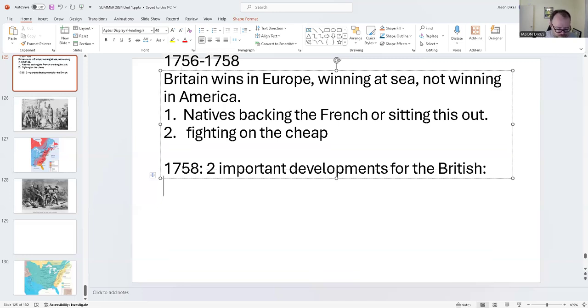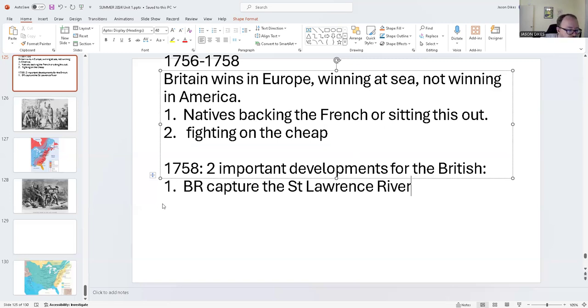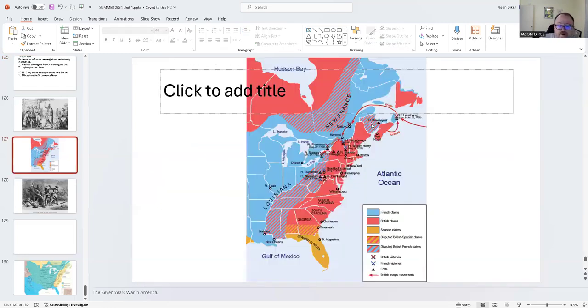Two important developments for the British. First of all, the British capture the St. Lawrence River. Now, the St. Lawrence River is the river that France uses to resupply its manpower into French Canada. All right, the British are going to capture that. So France no longer has a way to resupply its troops in Canada.